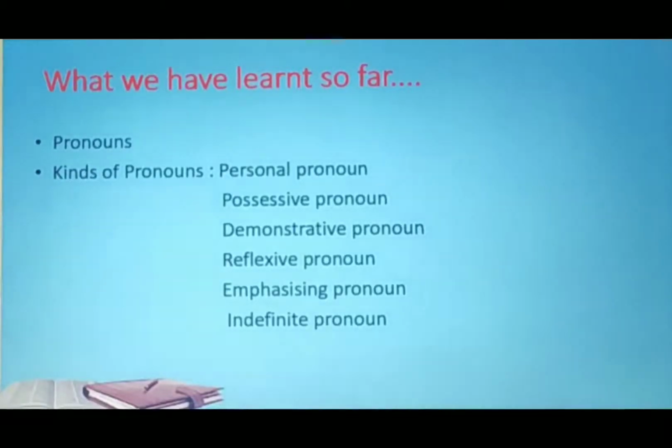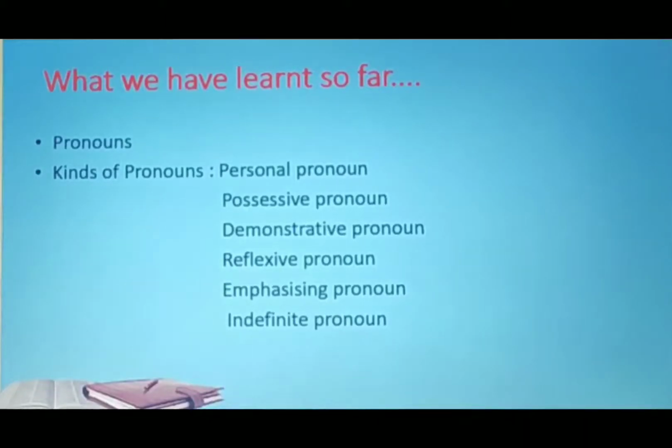Then we learn about different kinds of pronoun. The first one is personal pronoun. Personal pronoun refers to a person, thing, or a group. Example, she gave me a chocolate. Here, she and me are referring to a person. So it is a personal pronoun. If I say she gave us a chocolate, then she refers to a person and us refers to a group, because us includes more than one person. So she and us are personal pronouns.